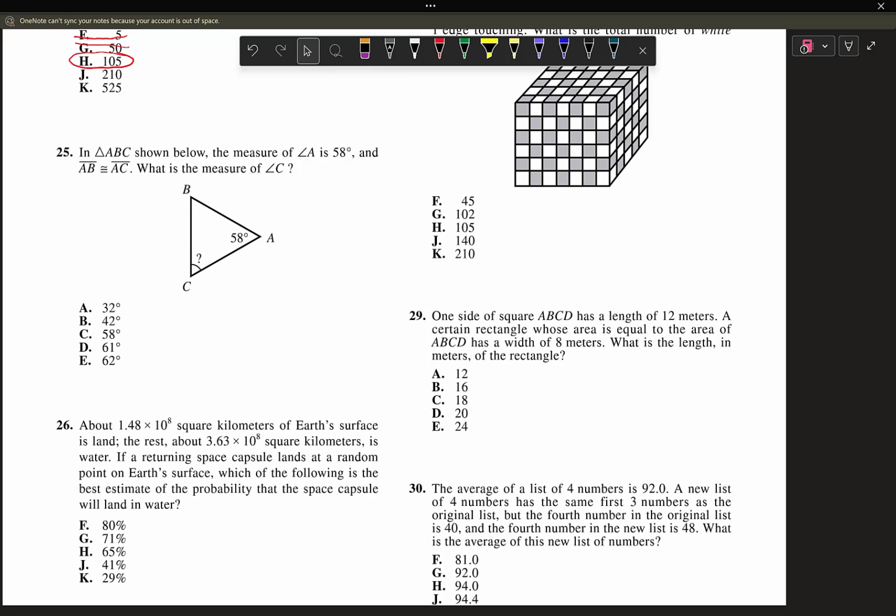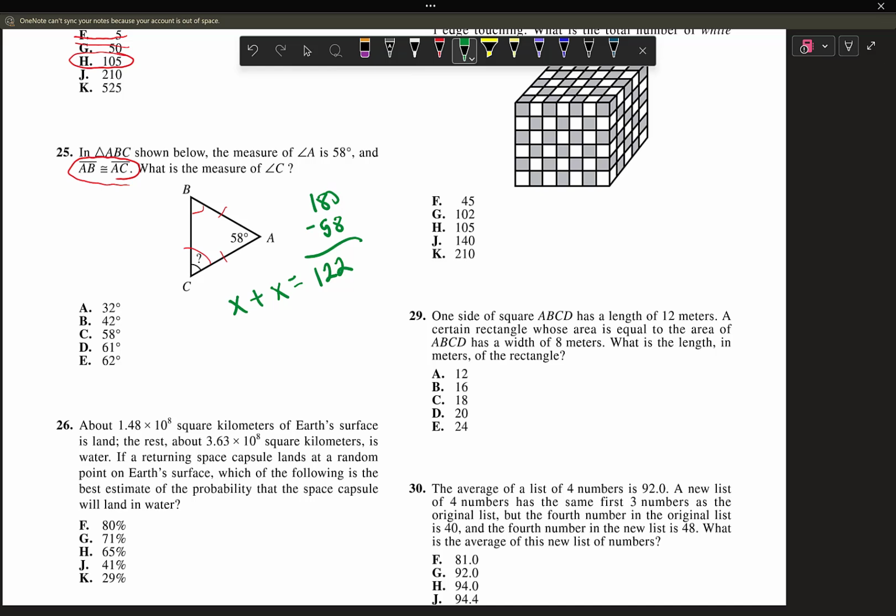25, this is a rare case where you actually do need to read the description because they tell us AB is congruent to AC, and typically that's marked in the diagram, but it's not here. So those two sides are congruent, which means that angles opposite those sides are going to be congruent. So that's this angle and this angle. So we know there's 180 degrees inside a triangle. So 180 minus the known angle is going to be 122. So these two angles here are congruent and they add up to 122.